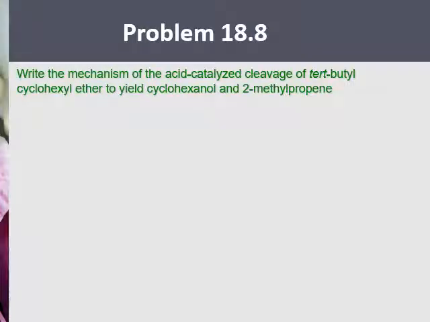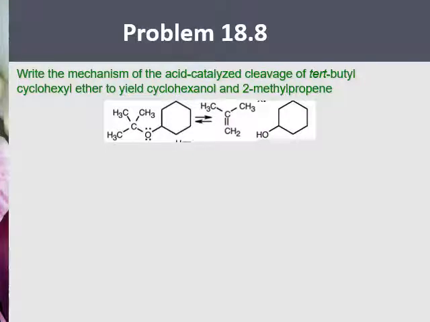Problem 18.8. Write the mechanism of acid-catalyzed cleavage of t-butyl cyclohexyl ether to yield cyclohexanol and 2-methylpropene. So first, draw the structures. The reactant is an ether, so draw oxygen. One side is t-butyl, the other side is cyclohexyl. And the product is an alcohol, cyclohexanol, and an alkene, a double bond, because it's a propene, methylpropene.